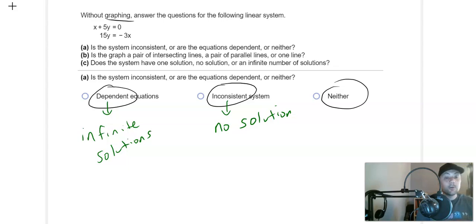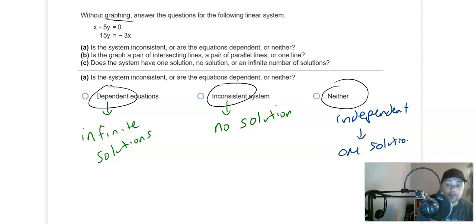And so neither would be the case where it's independent and you get a solution. So in the case of linear equations with two variables, if you get one solution, it's independent. That's how you know it's neither, because it's the independent case and you get one solution. And that's been all the examples we've done so far.